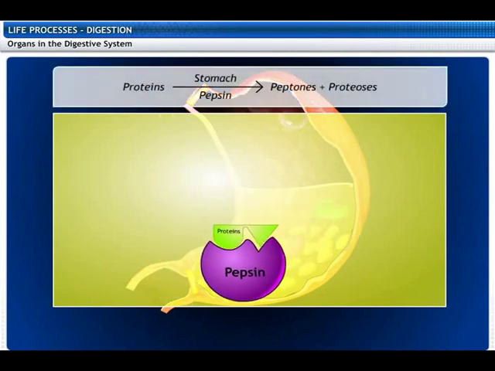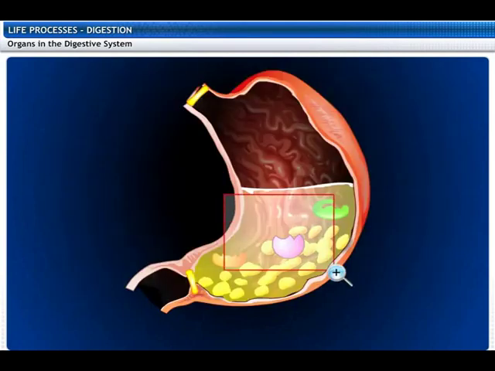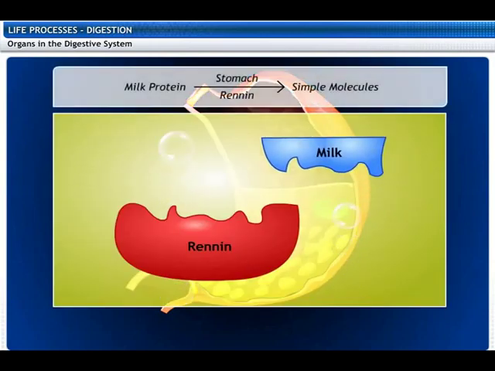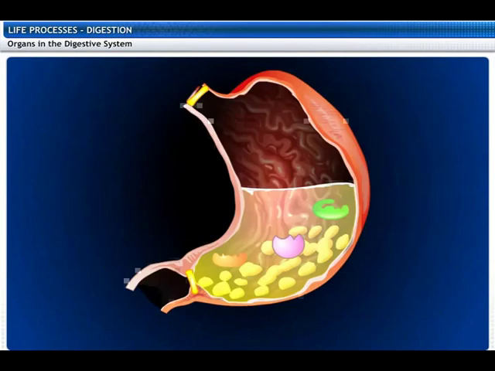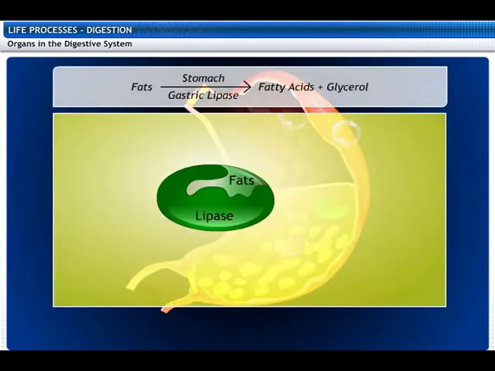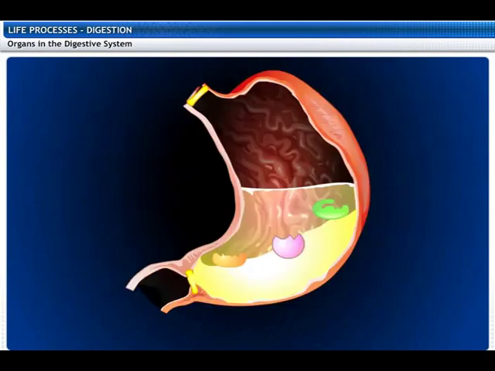Pepsin breaks down proteins into peptones and proteoses. Renin separates milk into liquid and solid portions. Lipases act on fats and help to break them down. This process continues till the food is turned into a thick liquid called chyme.